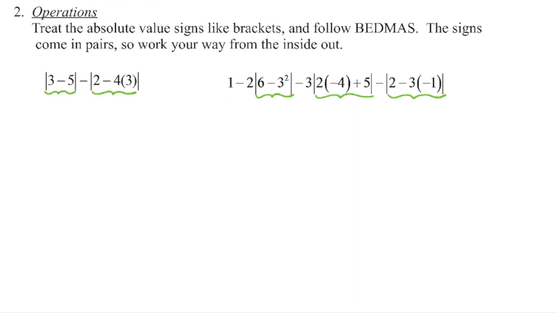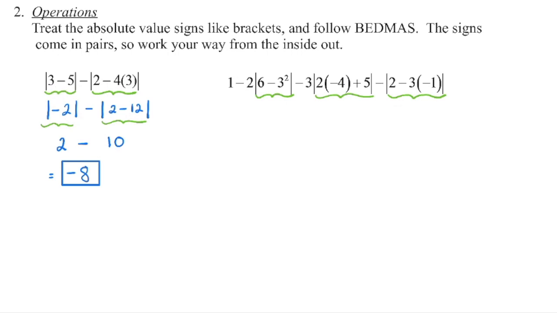All right, so we're going to begin. 3 minus 5 is -2. So then in this one, we have to multiply first. So we're going to go 2 minus 4 times 3 is 12. And then we can go ahead, take the absolute value of -2, and we get +2. Then 2 minus 12 is -10. When we take the absolute value of that, it becomes +10. 2 minus 10 gives us a final value of -8. So it's okay if the final answer is negative. We're just taking the absolute value of each section as indicated.